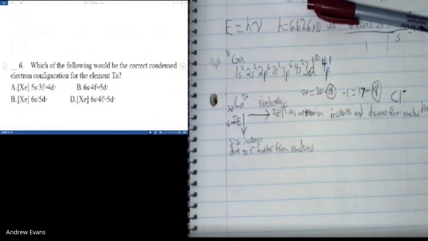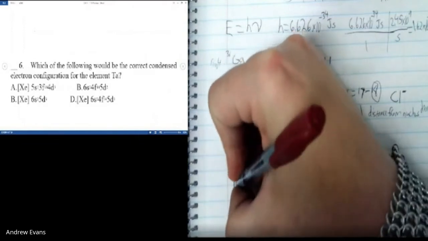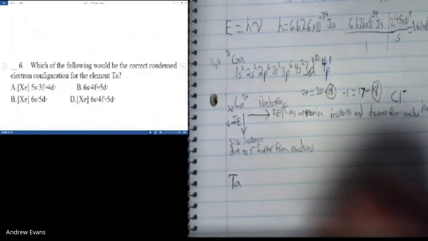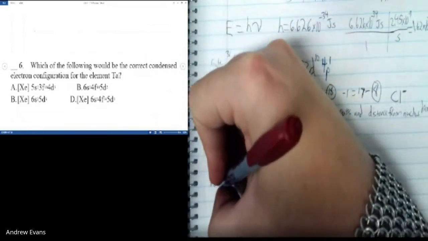Your number 6. Which of the following would be the correct condensed electron configuration for the element Thallium? So let's look up Thallium. What element is Thallium? Thallium is 73, which means it's row 6.